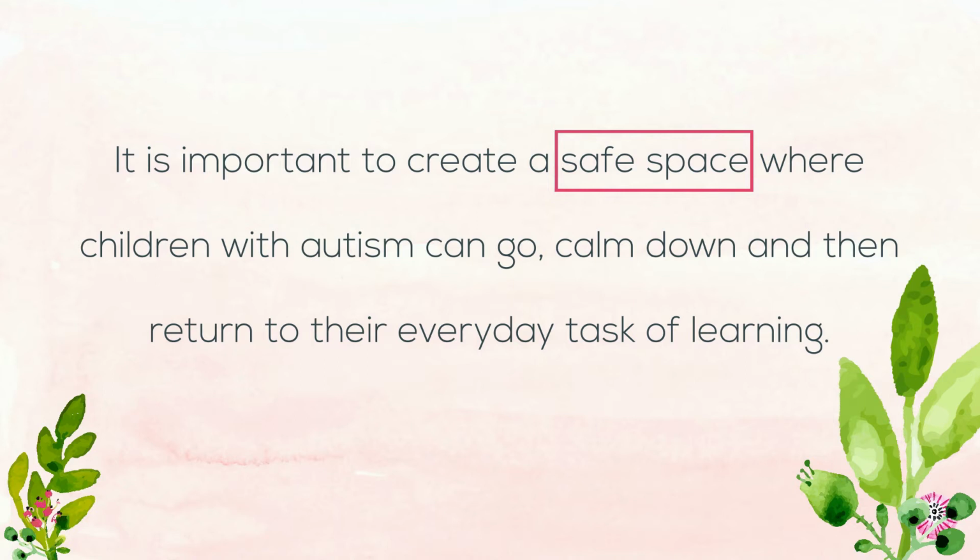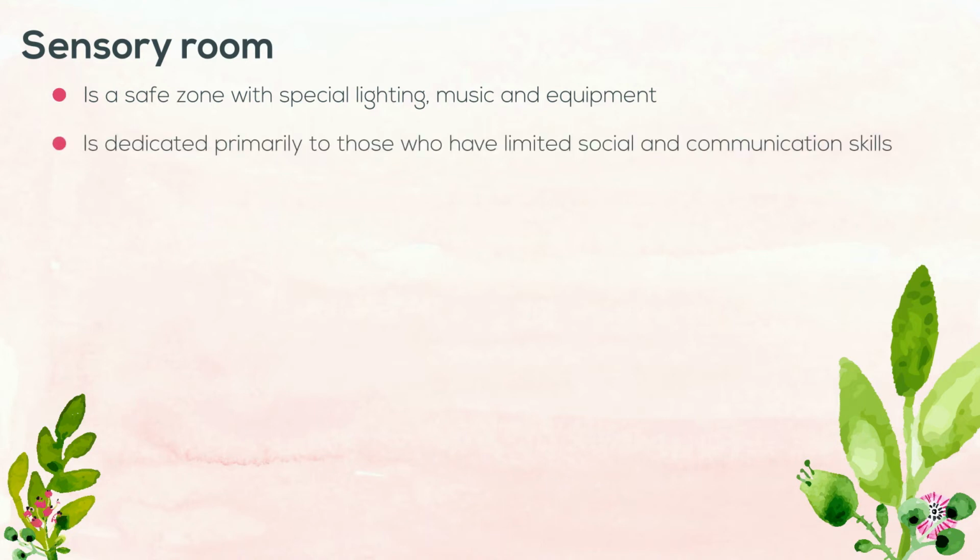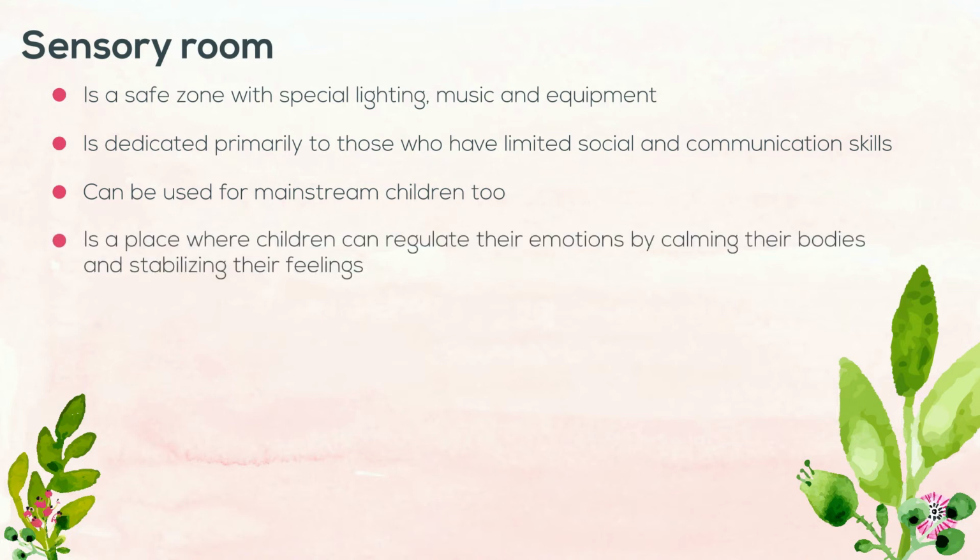One important recommendation for schools and teachers is to develop a sensory room. This can be done by developing a safe zone with special lighting, music, and equipment. This room is dedicated primarily to those who have limited social and communication skills, but can also be used for mainstream children too, who may be in need of a calming environment. It is a place where children can regulate their emotions by calming their bodies and stabilizing their feelings.